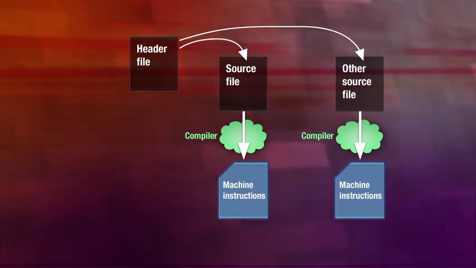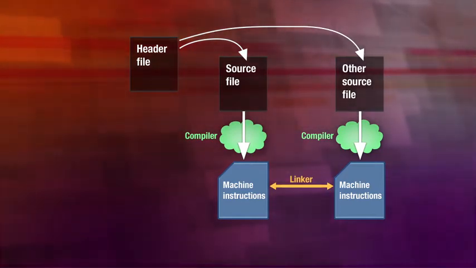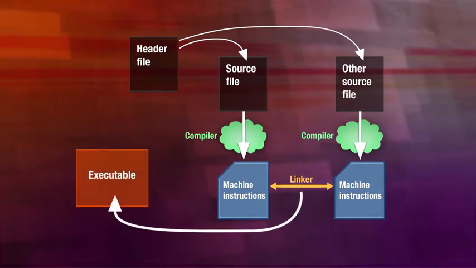So, after the machine code is produced, there's a linker stage that matches up the function calls from the main source file with the implementation that's in the library. And when these are linked up, the result is an executable that can be run.